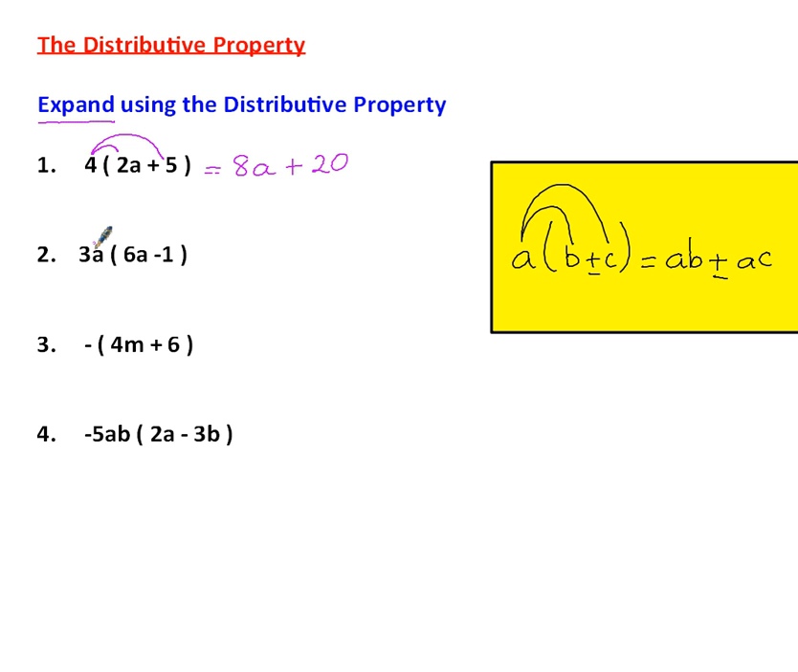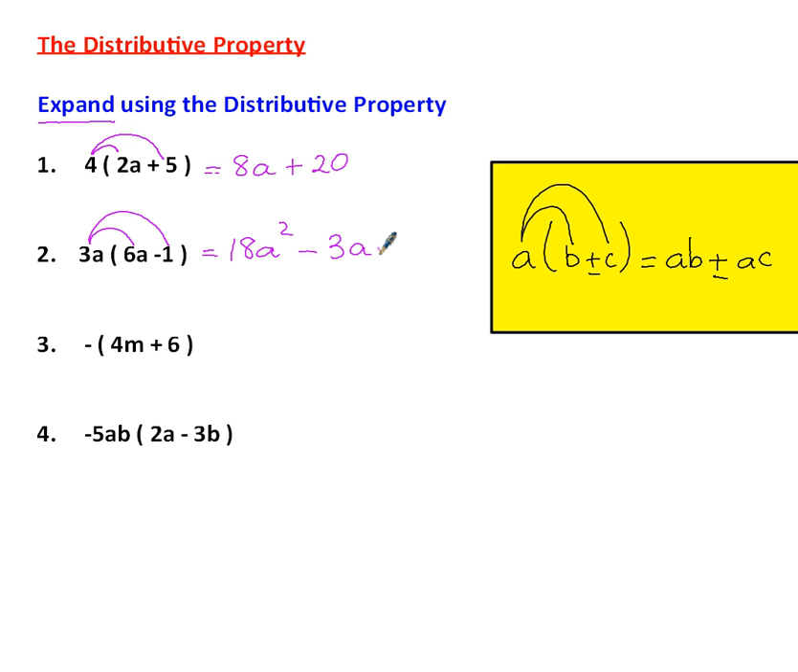All right, let's have a look at the next one. I'm going to put my distributive property there. We have 3a times 6a. Oh, we're going to have to use some of our knowledge of multiplying here. So let's take the coefficients. 3 times 6, we've got 18, and then a times a, we've got a squared. And then we've got 3a times negative 1. We've got minus 3a there.